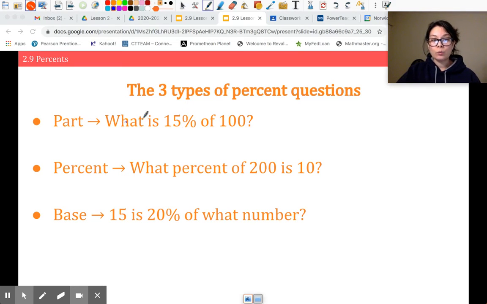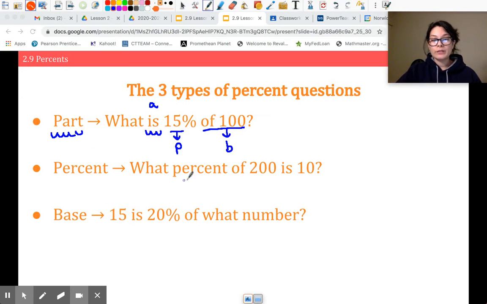This word right here, "is," that's what we're looking for. This keyword "is" tells you that we're looking for the part. So if you see the word "is," that tells you we're looking for the variable a based off of the variables we're using in our formula. We know that P is the percent, and then this "of 100," that would be our base. Okay, the word "of" represents our base, and we'll go over that again shortly.